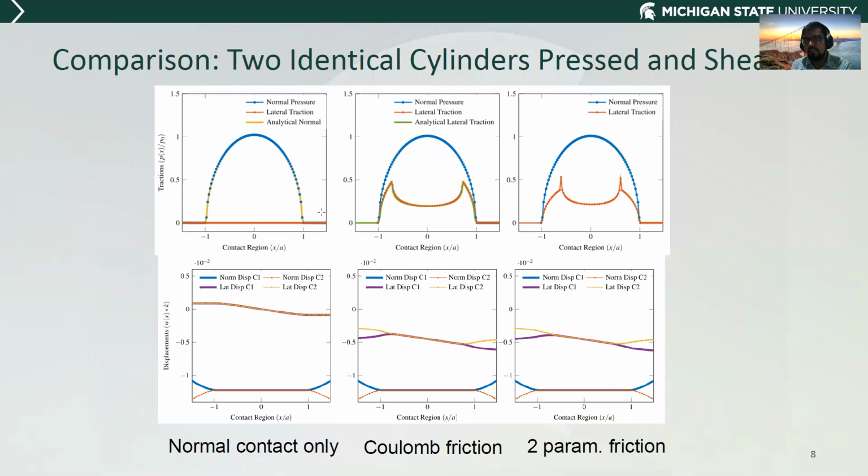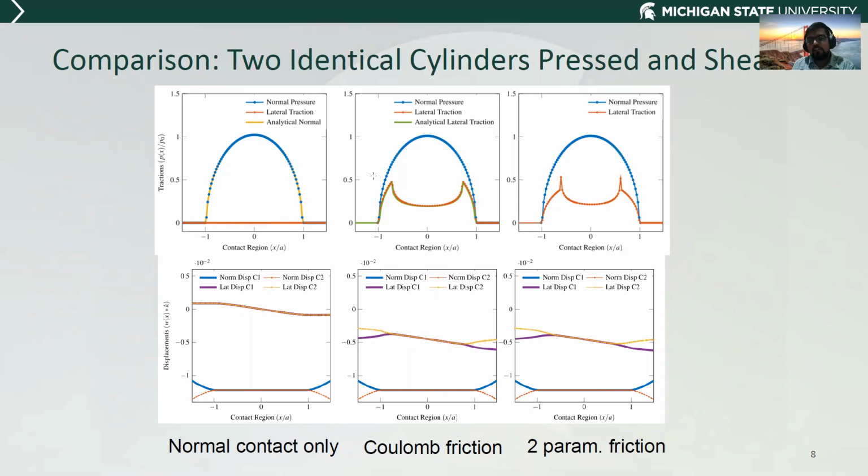So after solving for the contact analysis, that results in traction and displacement. For the first case, when there is a normal contact only, the normal pressure distribution numerically comes out to be exactly in line with the analytical normal distribution. Also, in that case, there is no slip between the two contacting surfaces, so the resulting lateral traction comes out to be 0.